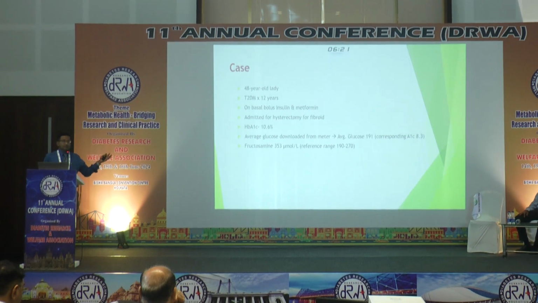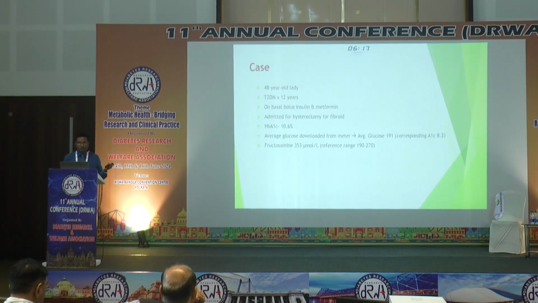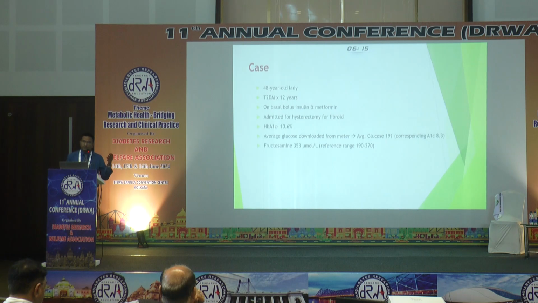So this may end with a case, maybe in real life. A 48-year-old lady, type 2 diabetic for 12 years, on insulin and metformin, HbA1c is 10 when you detect it, had a hysterectomy for fibroid. Average glucose for the measurements is 191 from the CGM, which corresponds to an HbA1c of 8.3. So we see there is a mismatch.